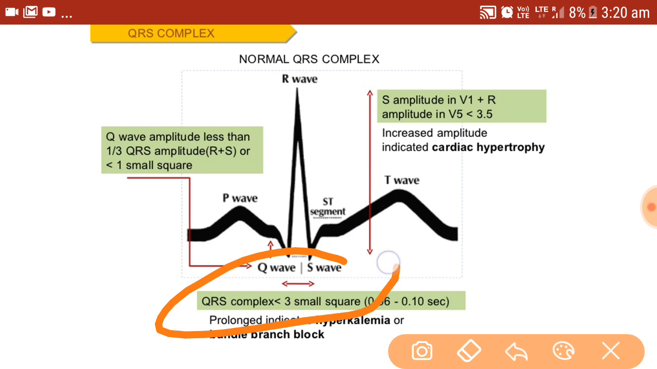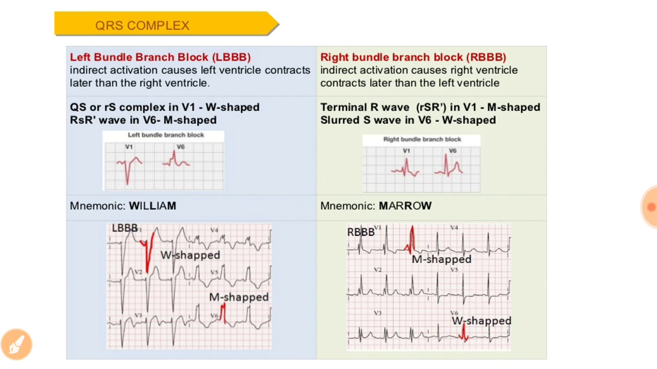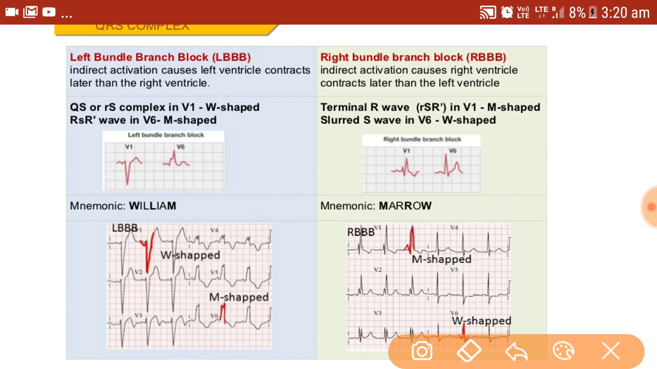Now moving to each wave or complex separately, QRS complex is important, and it should be less than 3 small squares. Why am I saying this? Because you need to see LBB and RBB. This is also very important.